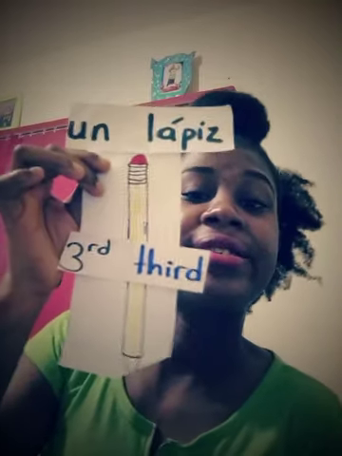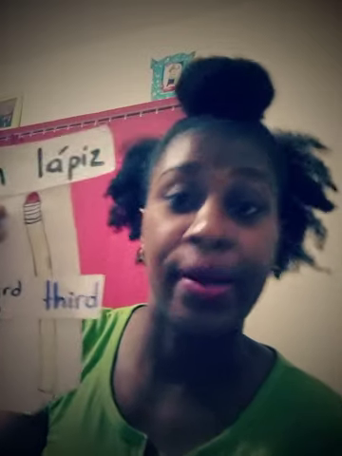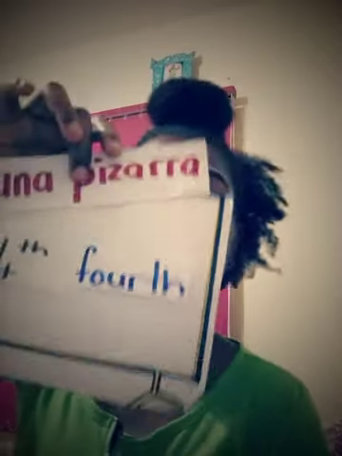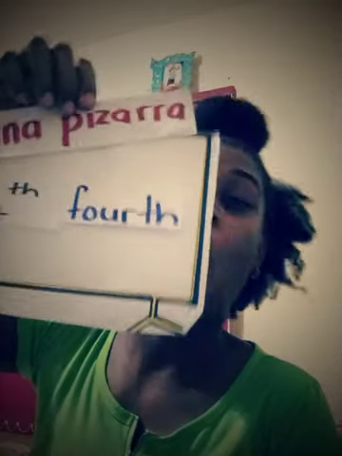So we have primero, which is first. Segundo, second. Primero, first. Segundo, second. Now, third is tercero. Third is tercero. Tercero. Third is tercero. Fourth is cuarto. Fourth is cuarto. And I see it kind of sounds like cuatro. So fourth is cuarto.